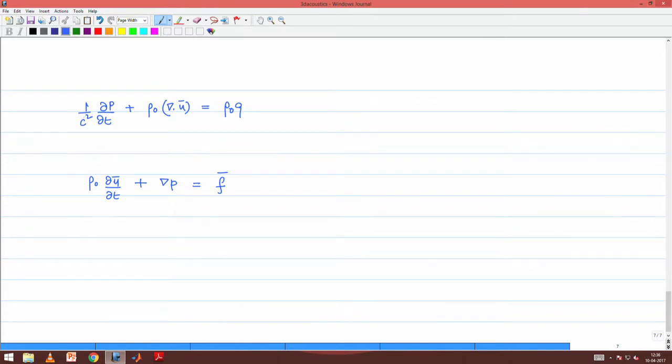Now, as usual, we will take the time derivative of this equation. So, taking the time derivative of the first equation, what we will get is 1 by c square del 2 p del t 2 plus rho 0 del dot del u del t equals rho 0 del q del t. Okay. That is the first equation, and in the second equation we will take the divergence.